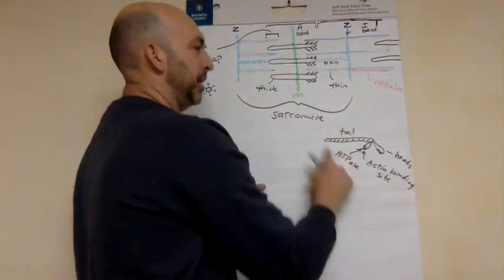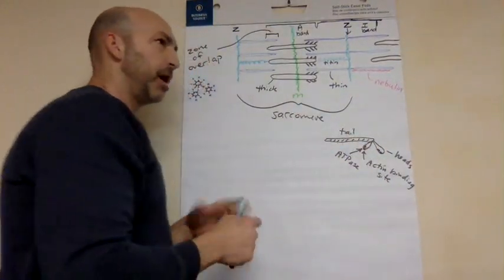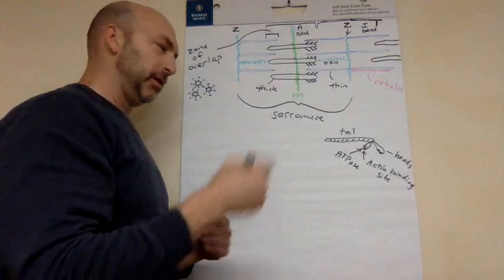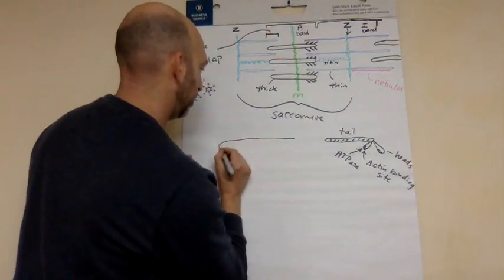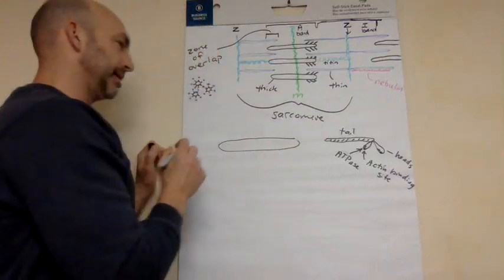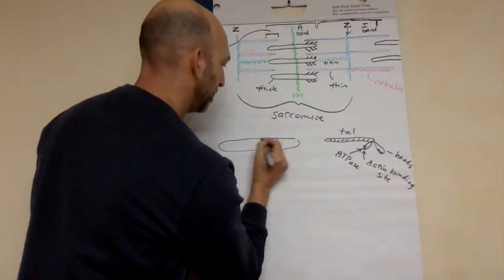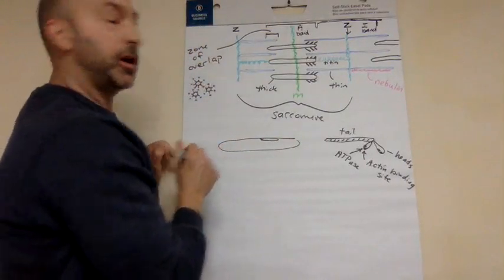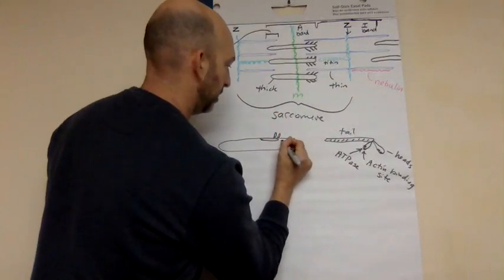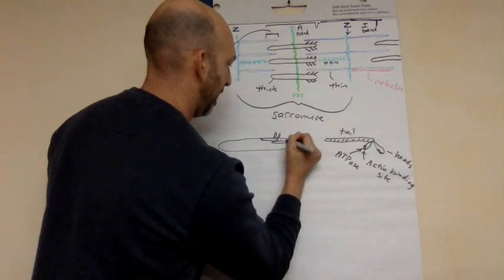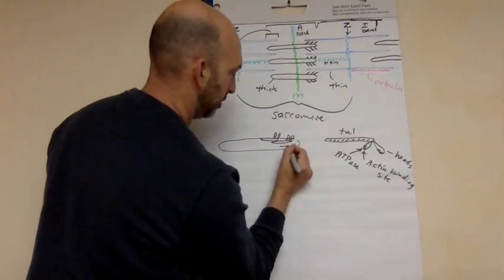Now, that's what each individual monomer component of the myosin is doing. But keep in mind that the thick filament as a whole is several hundred of these myosin monomers. So there's one, and they overlap, and here's another one.